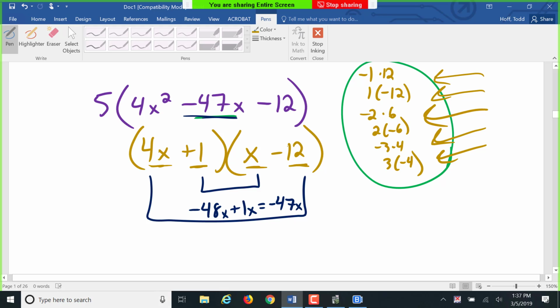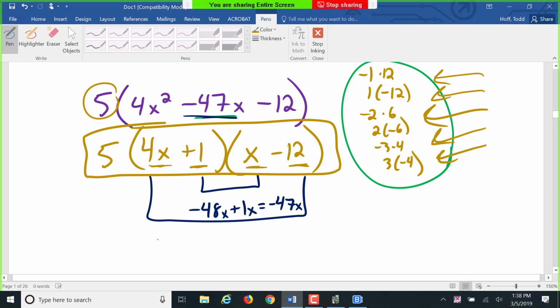And of course, we have to remember to do what? Bring the 5 down. So there it is. 5 times 4x plus 1 times x minus 12. So yeah, it can get worse.